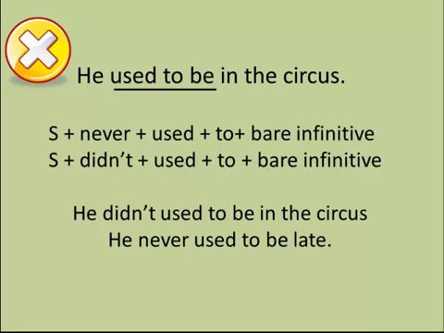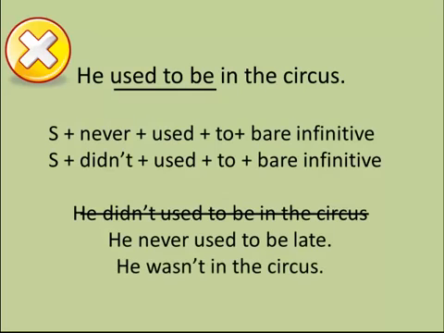Grammatically, of course, it shouldn't be there because we've got didn't, so we need the bare infinitive of the verb, used, or use. But because it's a semi-modal in that way, it's slightly odd. But I think the main thing is that we just don't say that. We might say he wasn't in the circus, but we don't use it in the negative like that. Really rarely. We certainly don't write it very often.